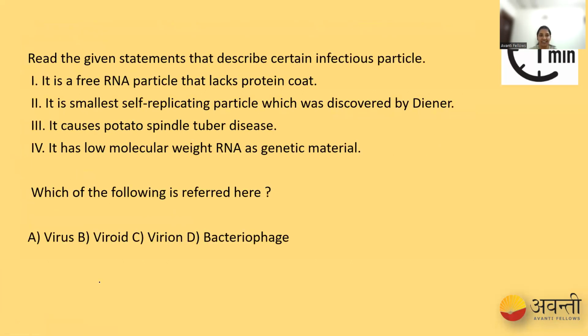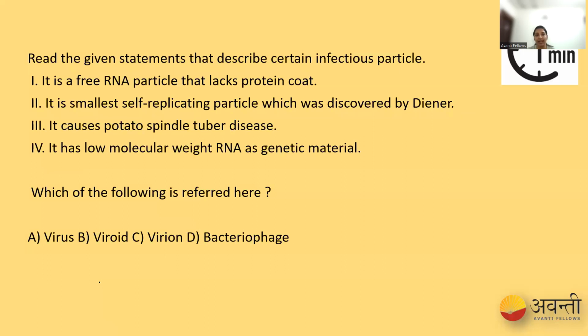Now, next question says read the given statements that describe a certain infectious particle. First, it is a free RNA particle that lacks protein coat. Second, it is a small self-replicating particle which was first discovered by Diener. Third, it causes potato spindle tuber disease. Fourth, it has low molecular weight RNA as genetic material. Which of the following is referred to here? A, virus, B, viroid, C, virions, D, bacteriophage.